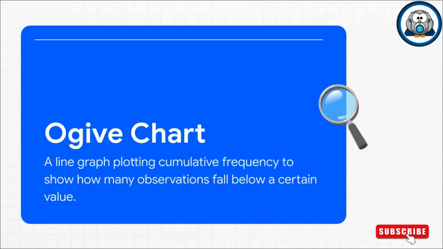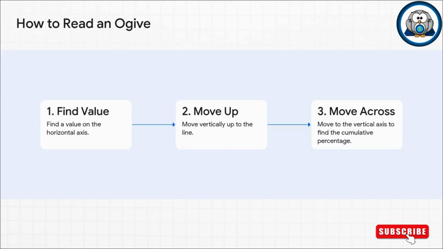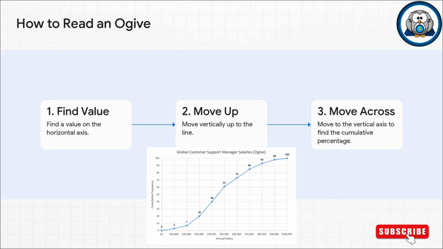And its main purpose, its whole reason for being, is to show you, in a single glance, how many of your data points fall below a certain value. And reading one is incredibly simple. It's a quick 3-step move. Let's say you want to know what percentage of students scored a 75 or lower. You just find 75 on the bottom, go straight up until you hit the line, and then hang a left and go straight across to the side axis. Whatever number is there, boom, that's your answer. It's a total visual shortcut.